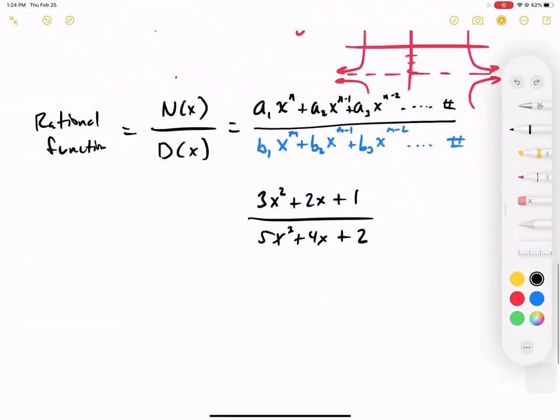So I want to ask you, what are the a1 and b1 in this problem? What's a1, b1 in this problem? a1 is 3.